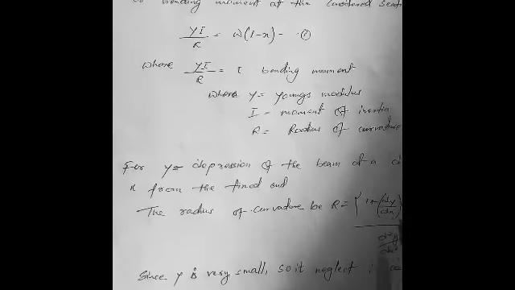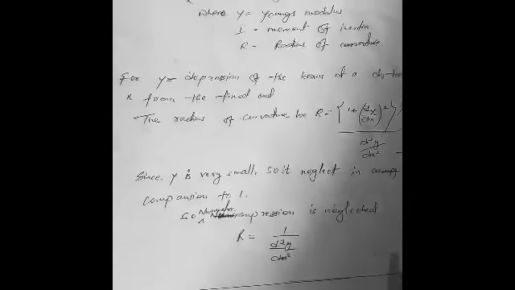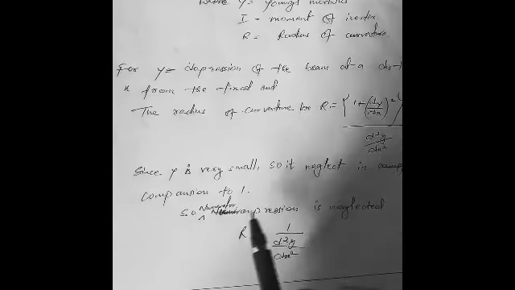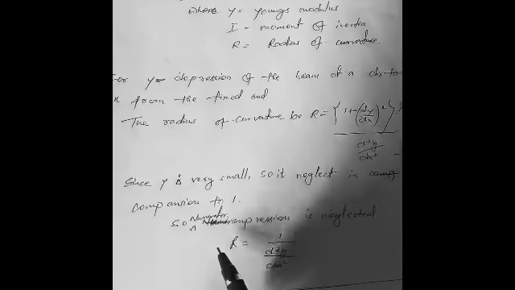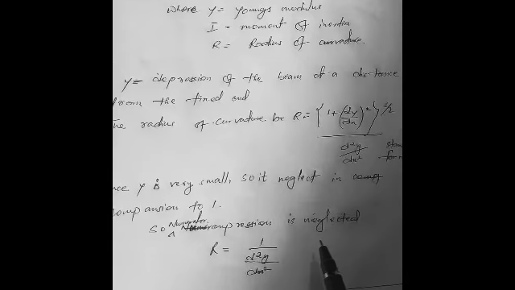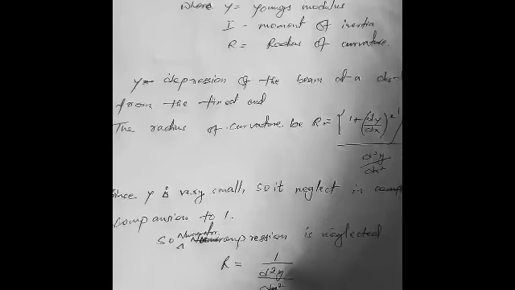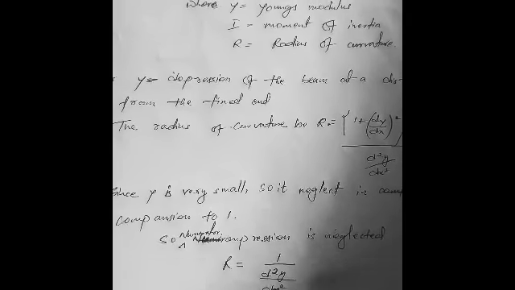For the depression y of the beam at a distance x from the fixed end, the radius of curvature R is (1 plus (dy/dx) squared) whole to the power 3 by 2, divided by d square y by dx square. This is the standard formula. Since dy/dx is very small, it is neglected in comparison to 1, so the numerator expression is neglected. R is equal to 1 by d square y by dx square.